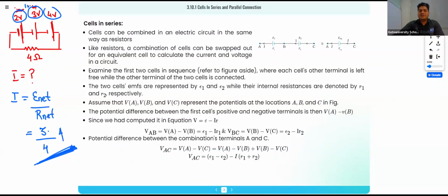Okay, how did we get this? See, these two are connected in parallel. That means 3 minus 2 will be 1. These are connected in parallel. So that means 4 minus 1 will be equal to what? It will be equal to 3. So this is how we got the formula for I.